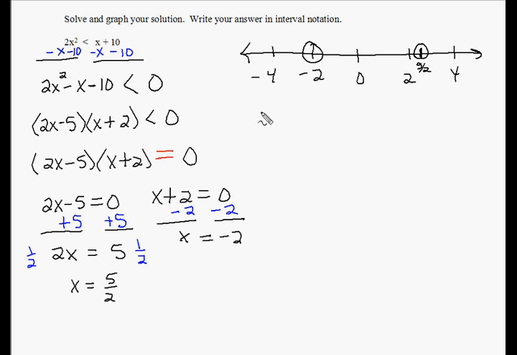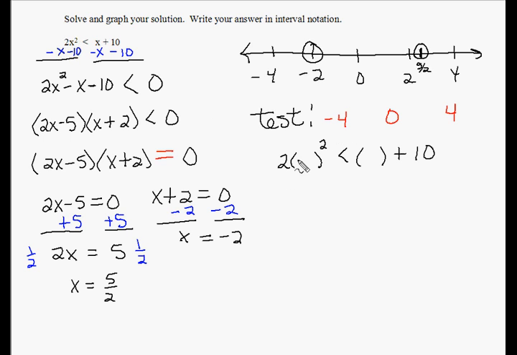And then I'll have to find some numbers to test. I never test the numbers that I find for answers, I test numbers around those. So on the left of negative 2 is something like negative 4. Between negative 2 and 5/2 is 0. And on the other side of 5/2 is something like 4. So I'll put these numbers back in the original inequality.